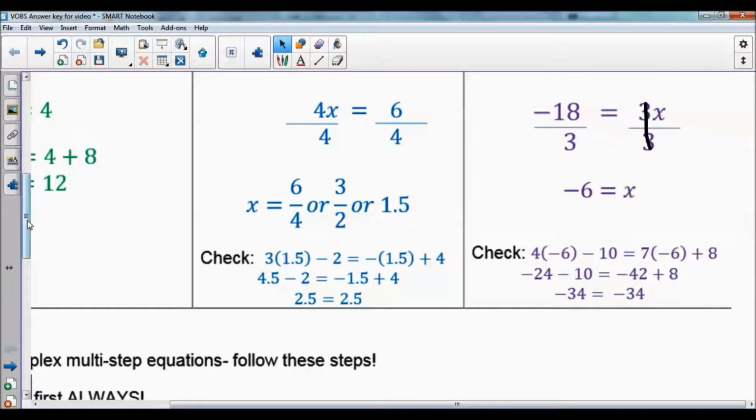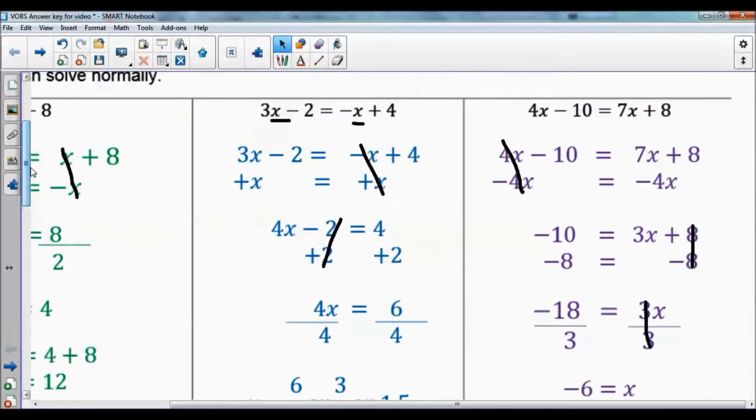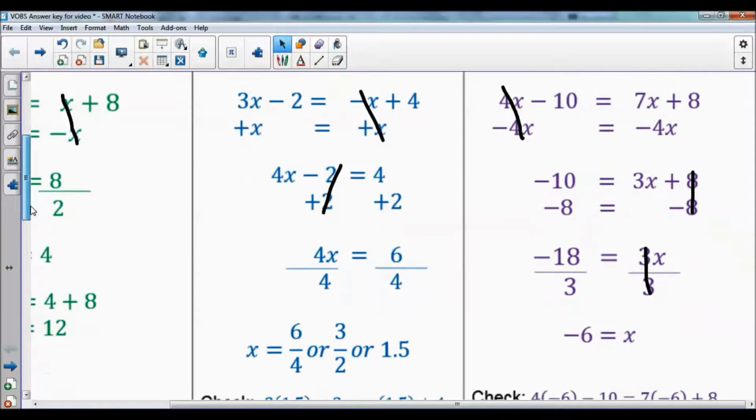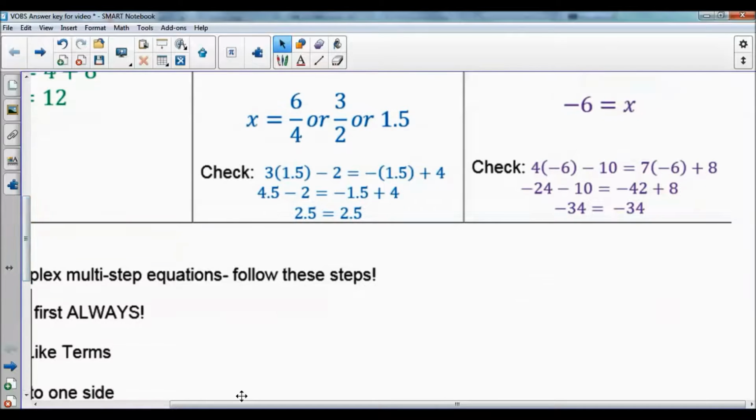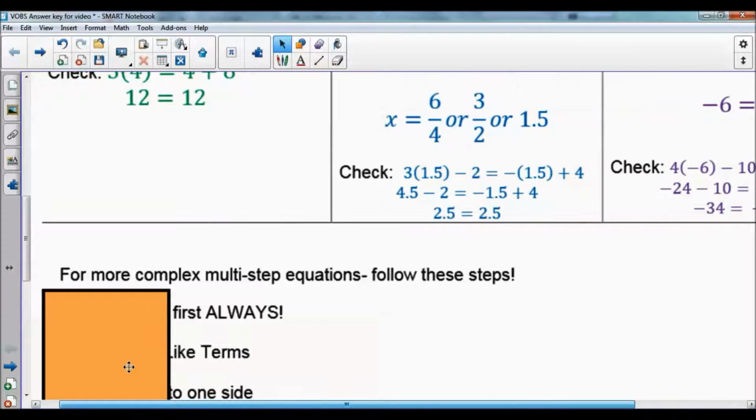Alright, I know that these seem like there are a lot of steps, but these are actually more straightforward when it comes to variables on both sides of our equations. Sometimes we're going to have to solve more complex ones, which we're going to get to in a second. But here are the steps that you need to follow.